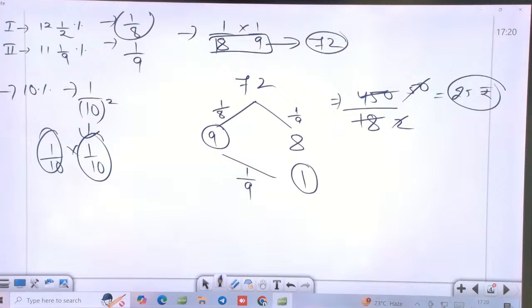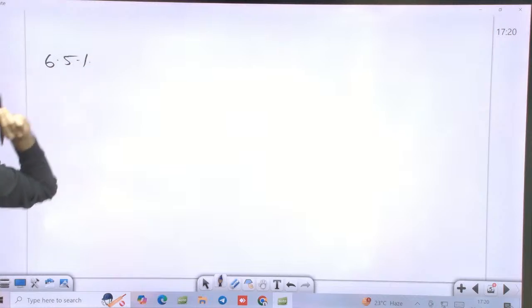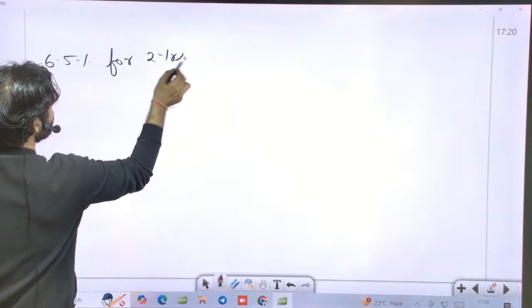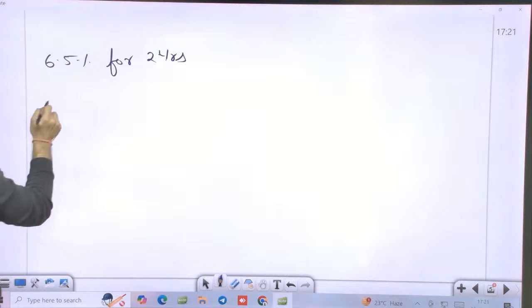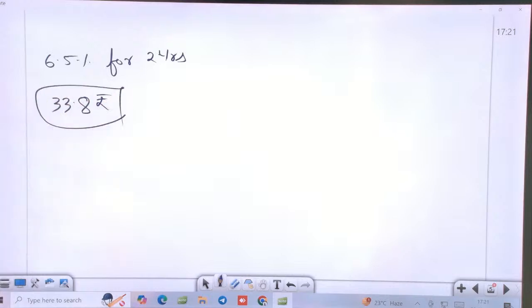Done? Okay. Write one more question. The difference between CI and SI on rupees X at 6.5% per annum for 2 years is 33.8 rupees. As usual, find the value of X.